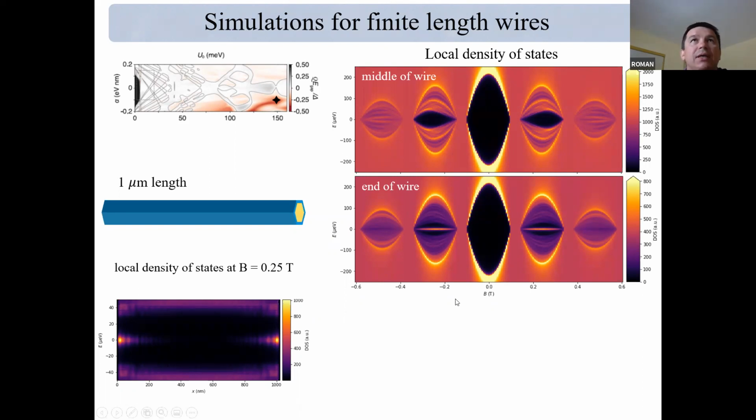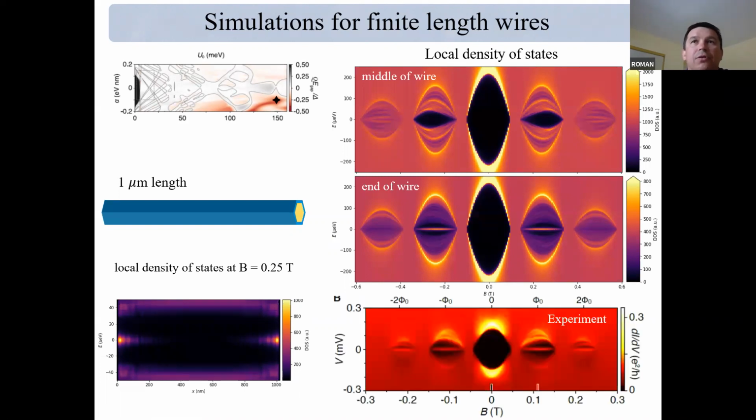And you can see here's the spectrum in the middle of the wire, so the system is completely gapped. And this is the spectrum at the ends of the wire, and there is the appearance of these localized zero energy states. These are topological states. Now for comparison, these are theoretical results. This is the experimental data.